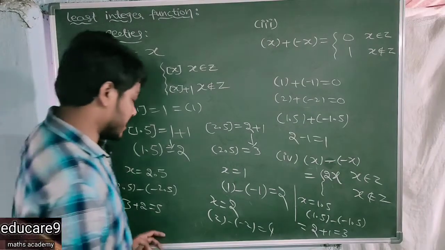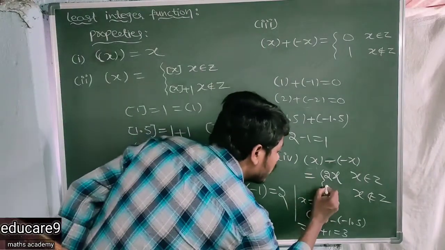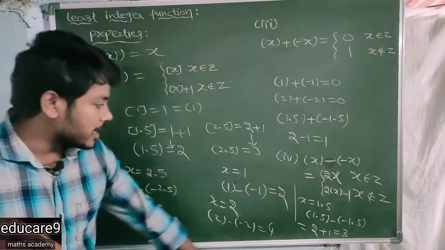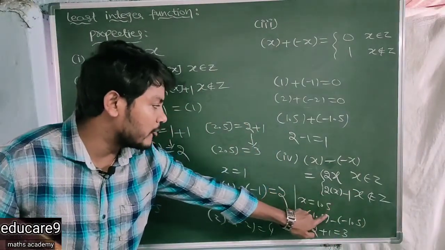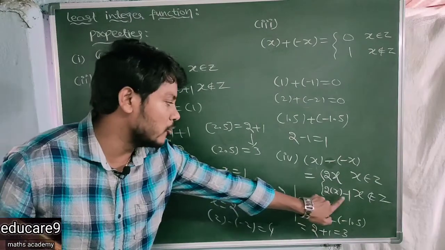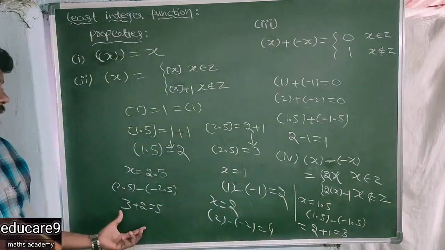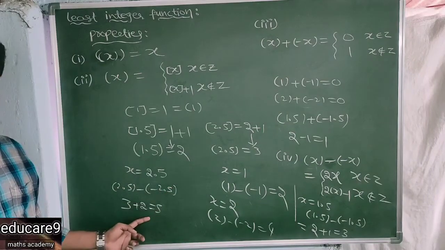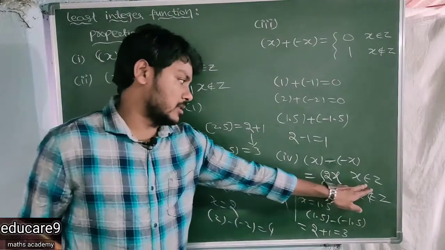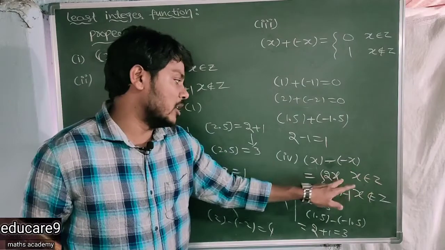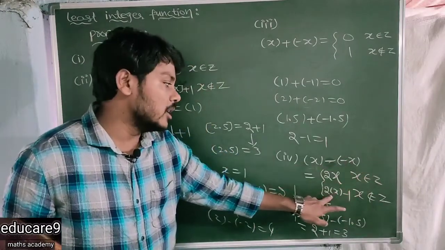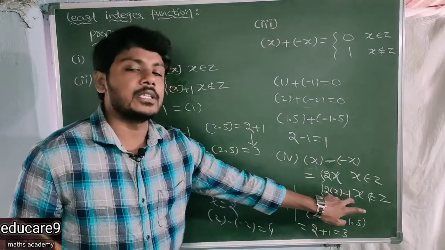Okay. This can be written as 2 into bracket of x minus 1. See here, 2 into 1.5, so that is 2 into 2, 4 minus 1 is 3. Now here, 2 into 2.5, 6 minus 1, that is 5. So clearly if x is an integer, then this value is 2x. If x is not an integer, this value is 2 into bracket of x minus 1.